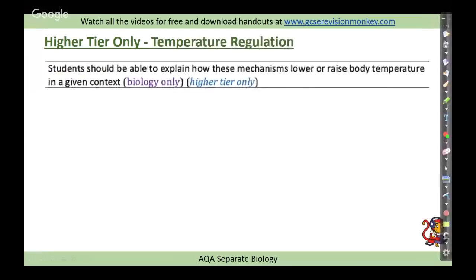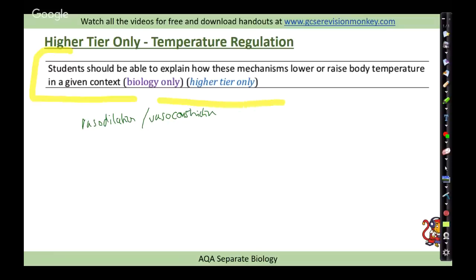For a bit about temperature regulation, in your content you need to talk about vasodilation and vasoconstriction, and as well as that, sweating and hair standing up on end and so on and so forth. Just be aware for higher tier, you should explain how these mechanisms for temperature regulation lower and raise the body temperature in a particular given context. So just be aware they might give you completely random context, but just read through it carefully and think about what mechanisms are going to be involved in regulating body temperature.